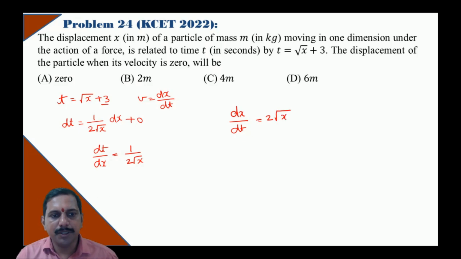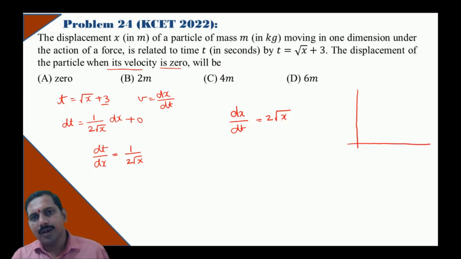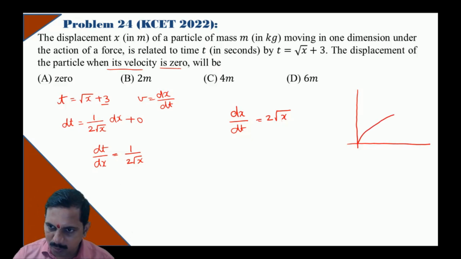The displacement of the particle when the velocity is 0 is asked. Okay. So if you consider 2 root x as the equation, this is similar to when you say root x, the curve is always like this. This is the root x curve. Okay. This is y is equal to root x and this is the x axis.